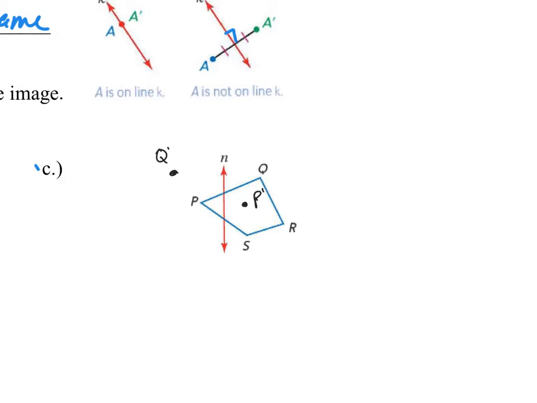And again, I'm just eyeballing where to place these image points such that the line N, which is our line of reflection, is the perpendicular bisector of a segment that connects an image point to its pre-image point. So hopefully I've done the same thing with Q. Okay, and then point S would be right about here. There's S prime. And then R prime. So here's R prime. I need to flip it over line N, so it'd be right about here.